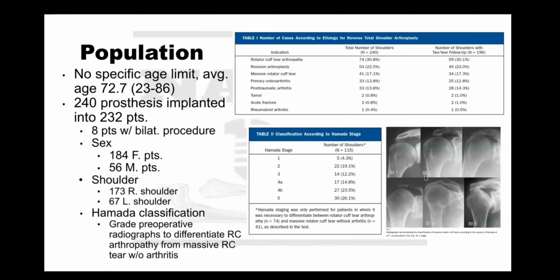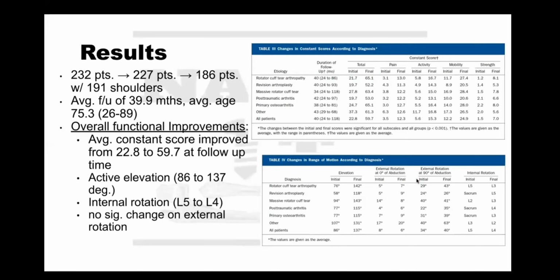So continuing on to our results section. As we said before, 232 patients. They excluded 5 from the analysis, 2 of them being tumor resection, 2 from acute fracture, and 1 treated for rheumatoid arthritis. So they brought it down to 227 patients. Of those 227, 22 died before the minimum follow-up, 8 had removal or revision of the prosthesis, and 11 other patients were lost to follow-up. So this left the authors with 191 shoulders and 186 patients.